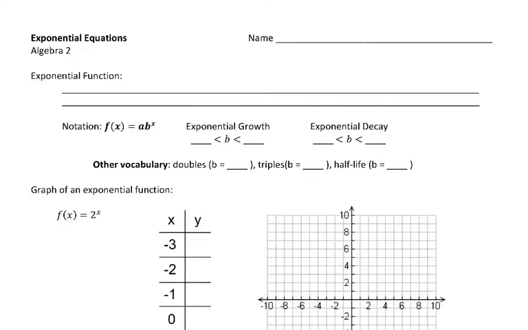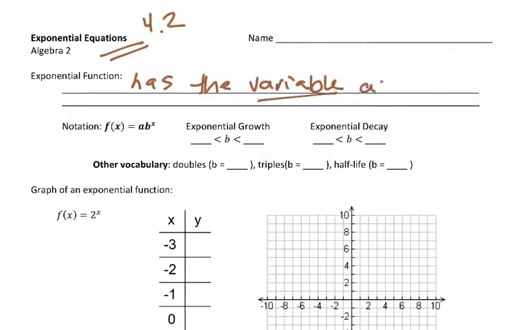Alrighty, so here we are with exponential equations notes. We are calling these the 4-2 notes. Our exponential function, let's define that, has the variable as the exponent. So as of the review from our last lesson, that had a number as an exponent, but now we're actually switching that up, and we will have a number as the base and then a variable as the exponent.